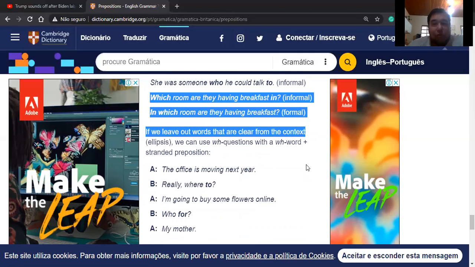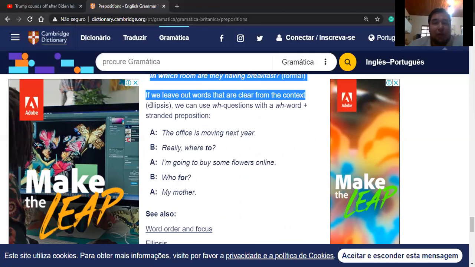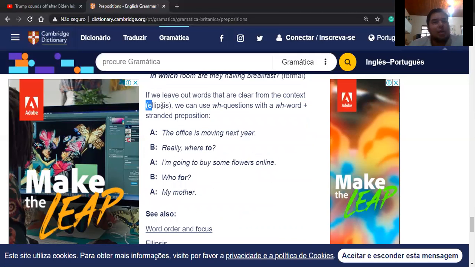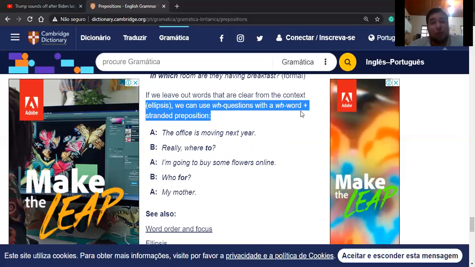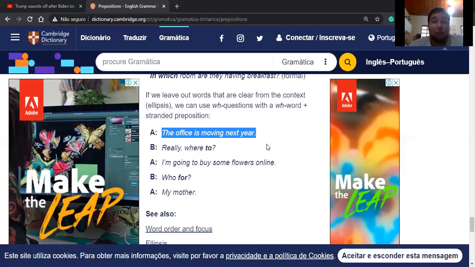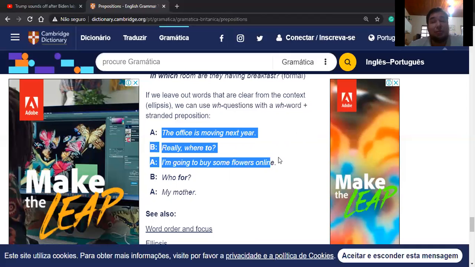If we leave out words that are clear from the context, ellipsis, it's like an eclipse, ellipsis, we can use WH questions with a WH word plus stranded prepositions. Ooh, this is very difficult. Office is moving next year. Really? Where to? Where's the office moving?